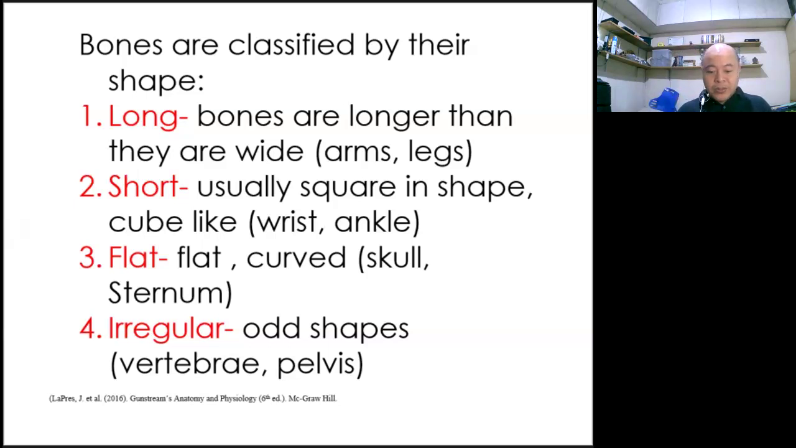Irregular bones, we have the vertebrae, the pelvis, or the hip bone. They don't have a certain type of characteristic. That's why they don't belong to long, short, or flat bones.